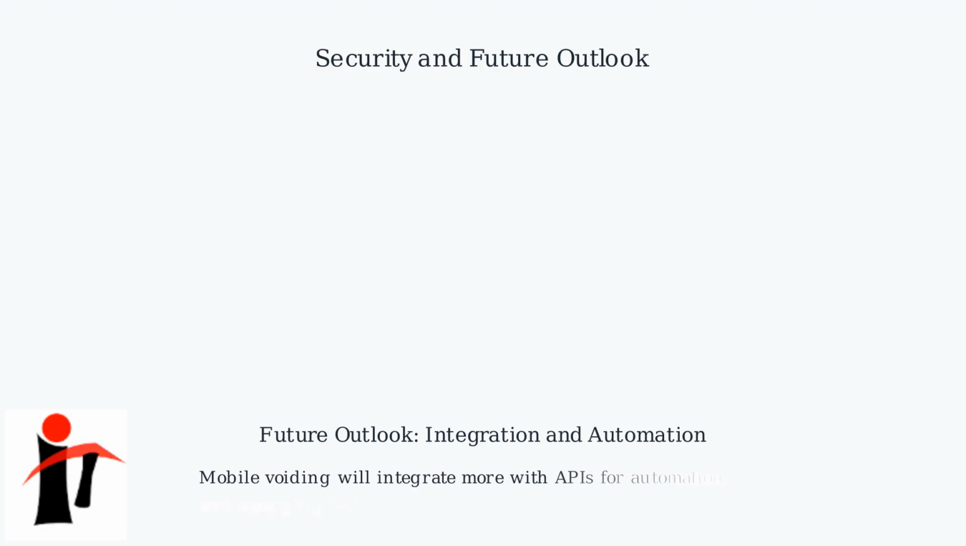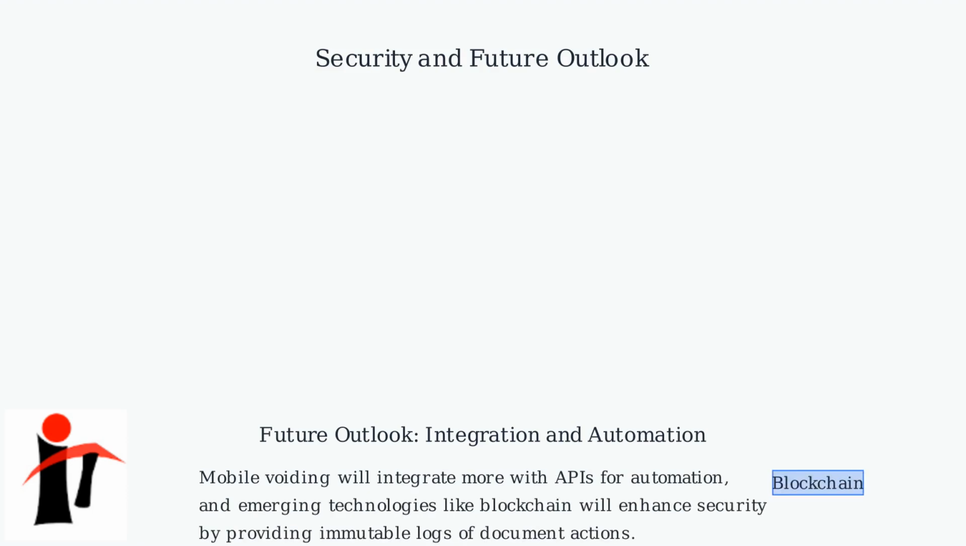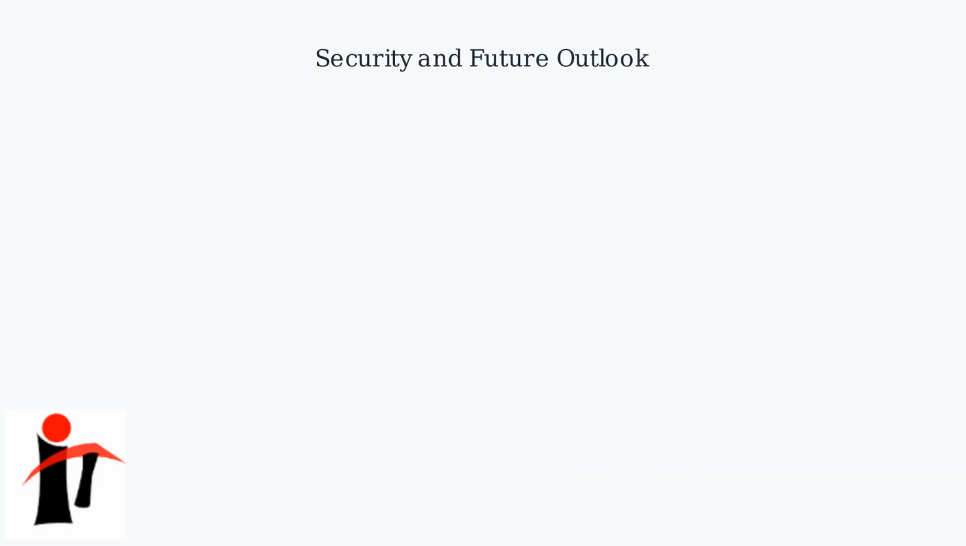Looking to the future, mobile voiding will see increased integration and automation through APIs, allowing seamless workflows. Emerging technologies like blockchain will provide enhanced security by creating immutable logs that cannot be altered, ensuring complete transparency in document actions. DocuSign plans to incorporate generative AI by 2027 for predictive voiding, which will alert users to potential errors before sending documents. This advancement will make the entire process more efficient and help prevent mistakes from occurring in the first place.